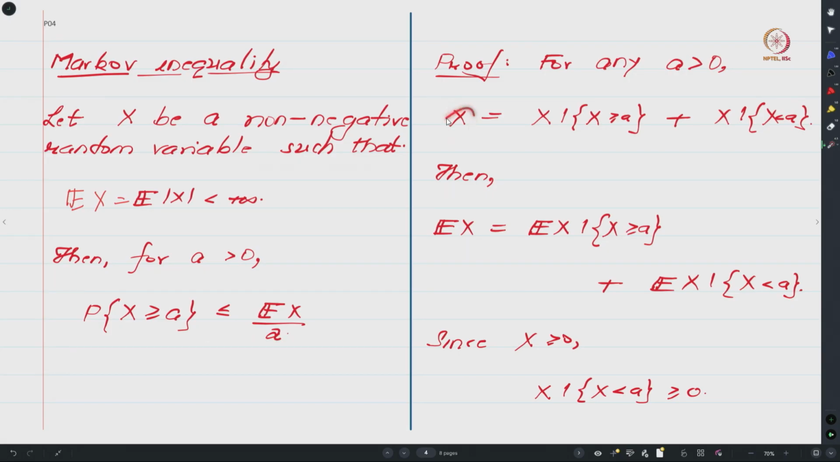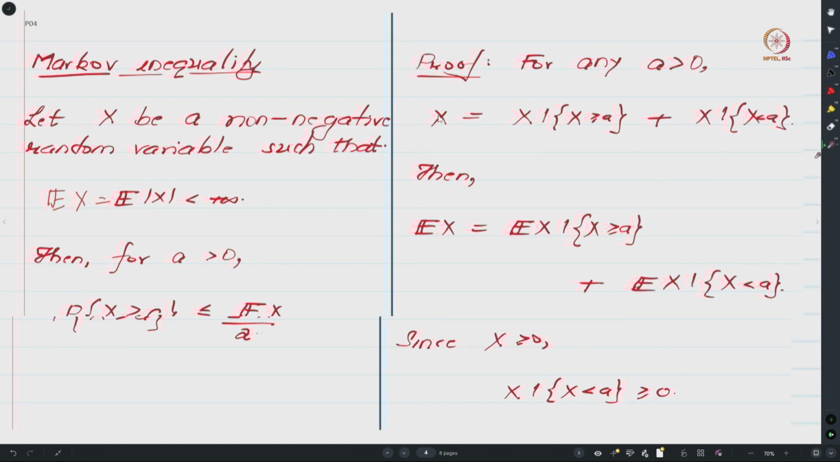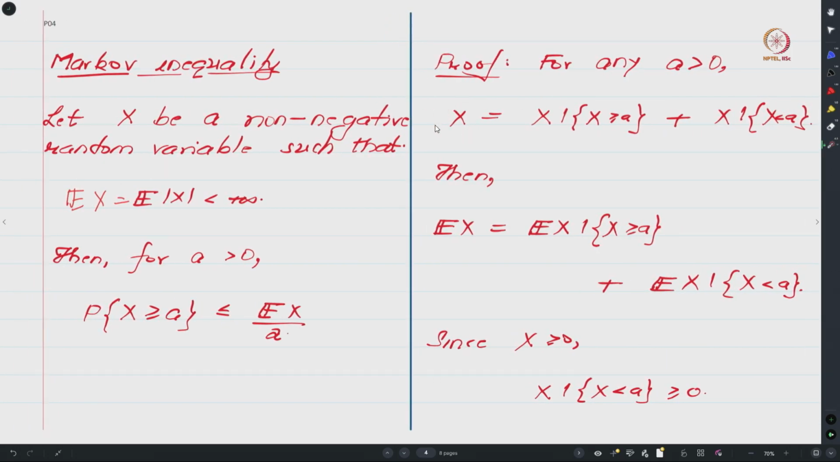Observe that any random variable X can be written in the following way, right. So when I write something like this, recall that X is a function. So what I mean is that whatever be the input, the output of X will either be described by this part or by this part. So let me elaborate, okay.